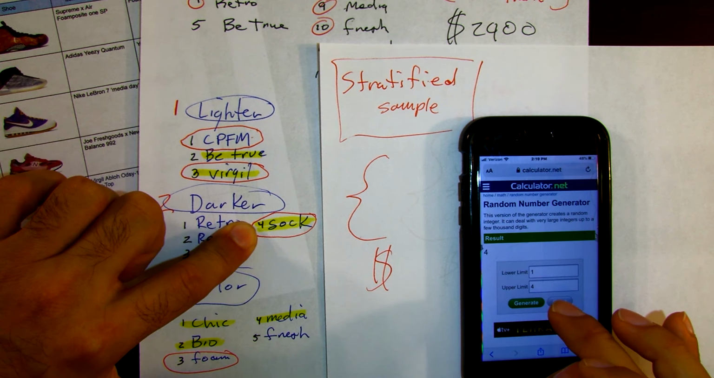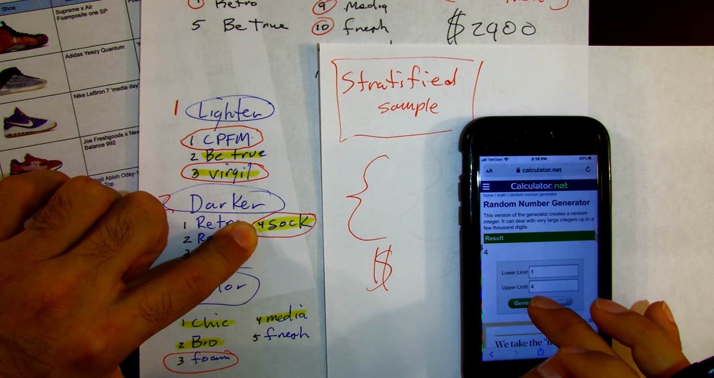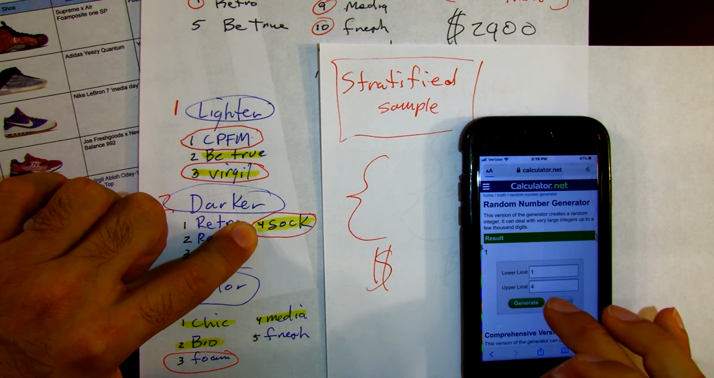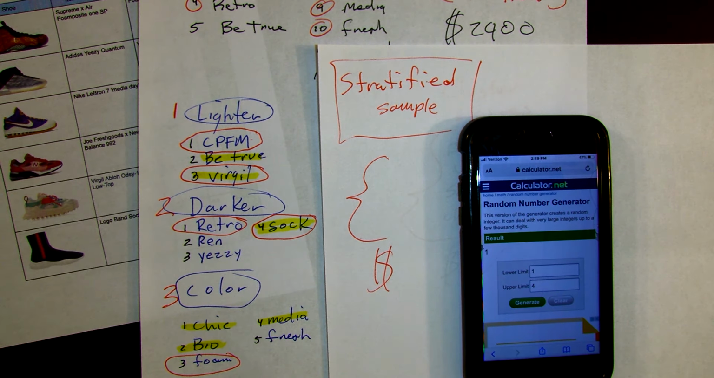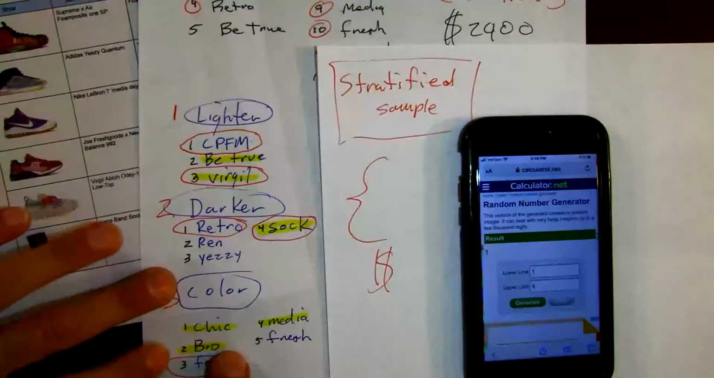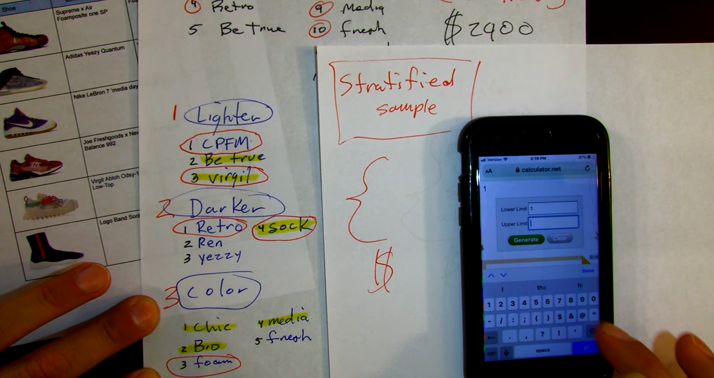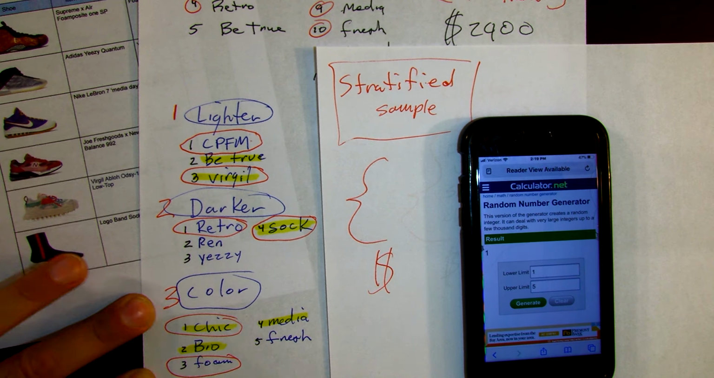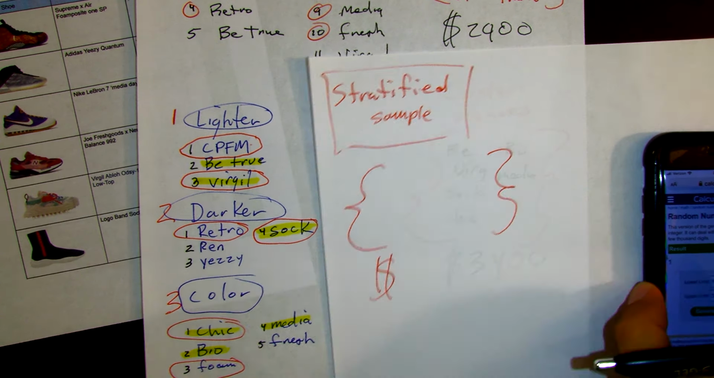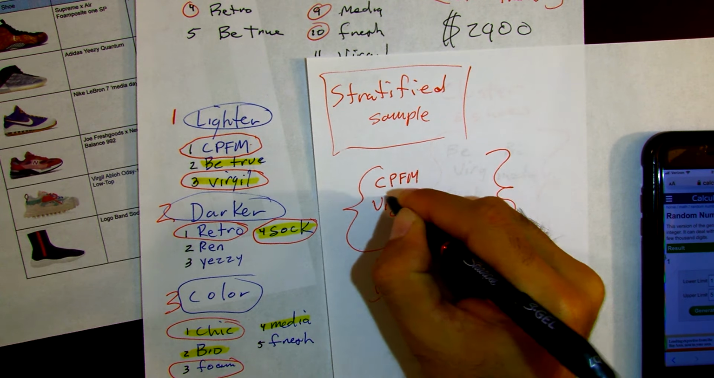Let's see how much money we made. All right, so we had CPFM was $200 plus the Virgil was $550 plus the retro is $400 plus the sock is $450 plus the Chicago was $450 plus the foam was, where's the foam one? Foam, there it is, $750. That's a lot. Boom, barely this time. 2,800. So we got 2,800 for this one.